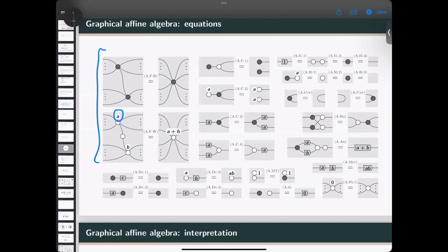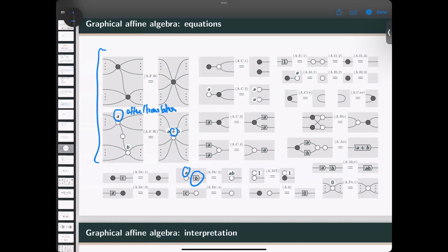Here the labels for the white spiders are elements of the field, and they control the affine or translation part of the semantics, and they add with the addition over the field. And then we have our arrow down here, which essentially is just doing a multiplication. We sometimes call it a multiplier. That is, if I apply this arrow on translation by A, then I get a translation by A times B.